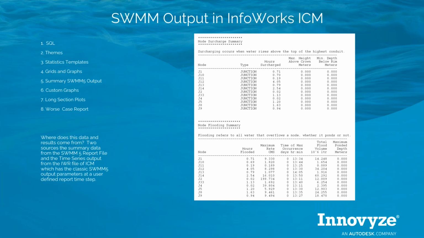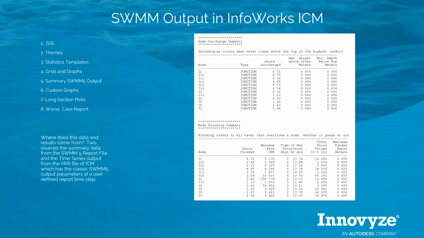So when you do a maxima for a SWM network inside of InfoWorks ICM, you are reading the numbers off of this report file. So when you do something like the SQL or themes or a stats template, you can get a combination of the time series data and the worst case. For example, the worst case report will show you things like the max capacity, the max Q, the max velocity for the links, and things like the hour surcharge, flooding, etc. for the nodes.